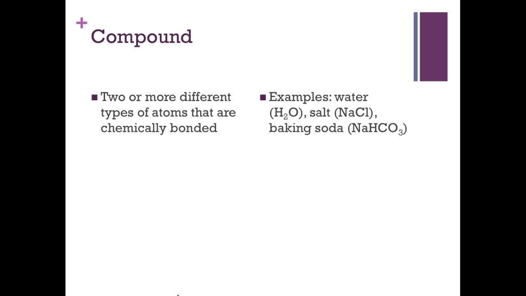Okay, we've got a compound. A compound is two or more different types of atoms that are chemically bonded together. Some examples that you may be familiar with are water, salt, and baking soda.